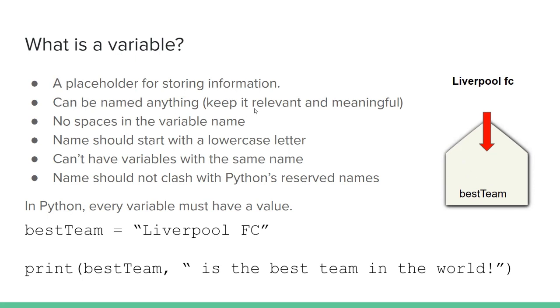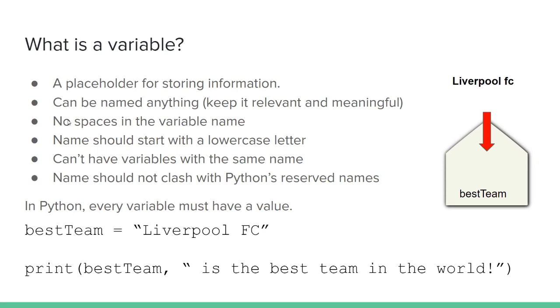So it can be named anything, but keep it relevant and meaningful, hence best team. No spaces in the variable name. I couldn't put a space in between best and team, as that would violate the naming conventions. It's good practice to have names start with a lowercase letter. You can't have variables with the same name. And names should not clash with Python reserved names. They've already been reserved by Python to do something, so you can't name your variable that, because there will be a clash when it's time to run the program.